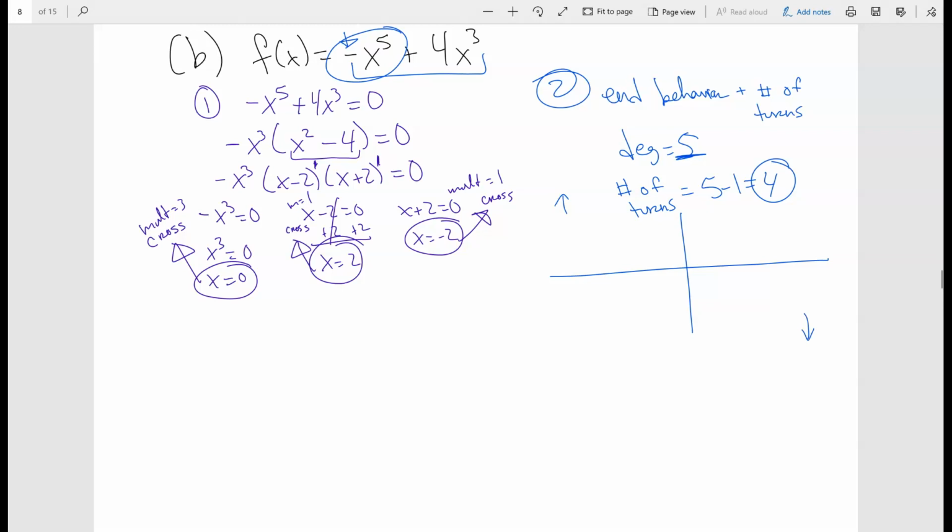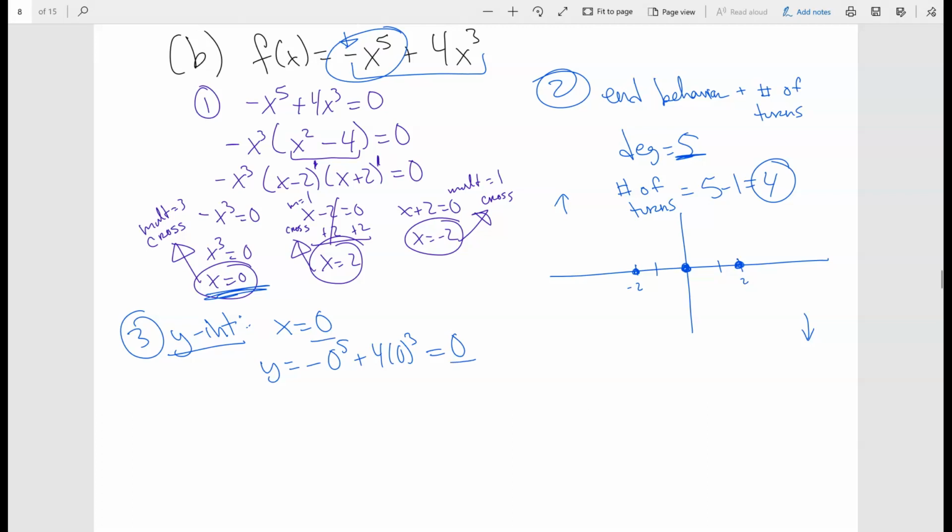So it's going to be up and then down. Okay. So now here we have a 0 right there. We have a negative 2 right there, and we have a 2 right there. Now, where is going to be my y-intercept? Well, my y-intercept is going to be when the x is 0. So you're going to have y is equal to negative 0 to the 5th plus 4, 0 cubed, which is 0. So basically, the y-intercept is just going to be the origin. So 0, 0.